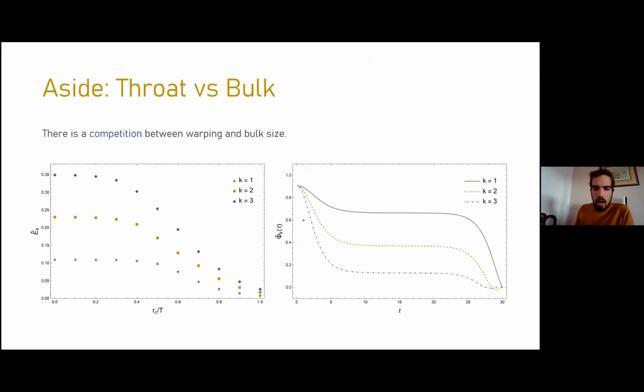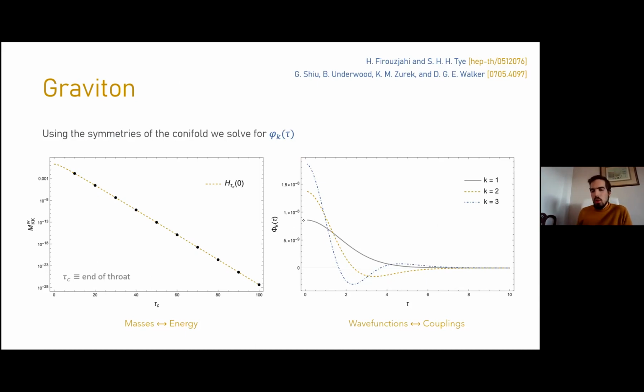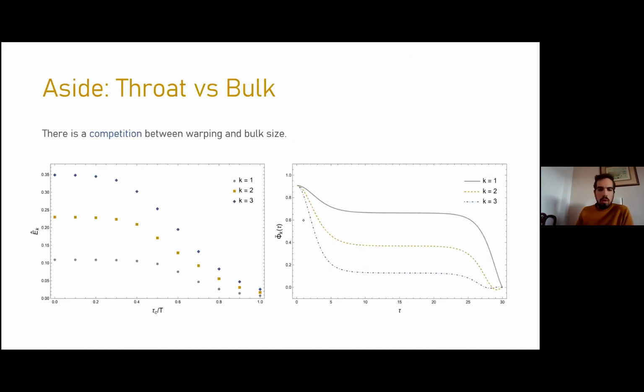So just as a quick aside, something we explore in the paper as well is this competition between the strength of the warping and the size of the bulk. If you compare these wave functions that I just showed you on the right with these wave functions, you see that they try to localize, but then you reach this plateau and they try to spread as much as possible throughout the bulk. This is because if the bulk is too large, if the compact space is too large, then it will be this volume which will dominate over the warping.